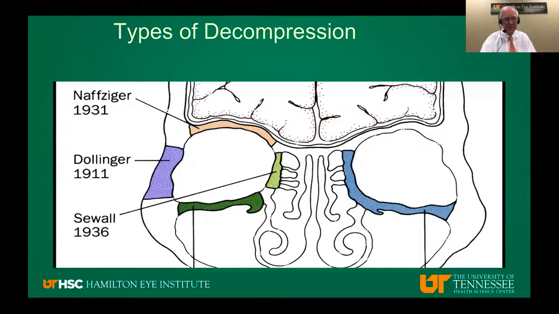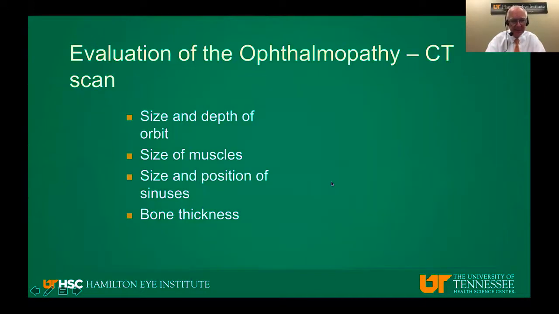So, the decompressions. Let's take a few minutes to look at decompressions. These are the descriptions from a number of years ago. Floor and medial wall is more common by many people looking at that, and we'll go through that type. Evaluation of the ophthalmopathy, I start with a CT scan. I do not perform a CT scan at the diagnosis. I perform a CAT scan to assess surgical intervention.